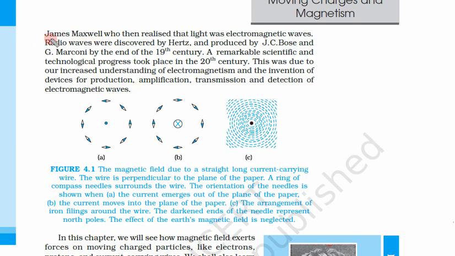So who saw this first? James Maxwell, and he realized electromagnetic waves. So light, he considered to be electromagnetic waves. So all the waves like light waves or radio waves are these kind of electromagnetic waves. Radio waves are also electromagnetic waves.